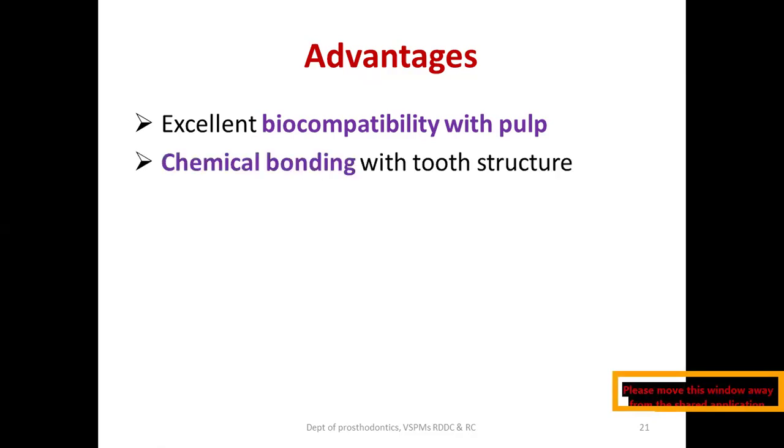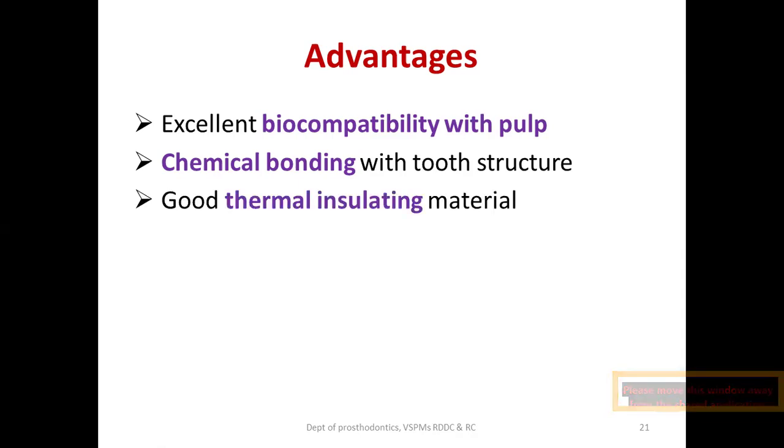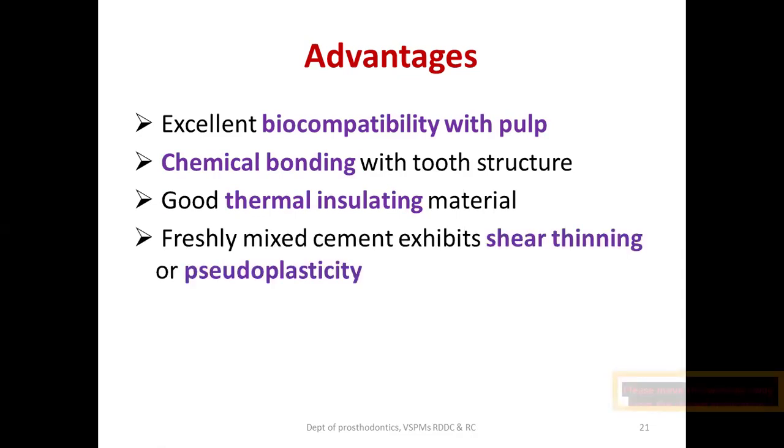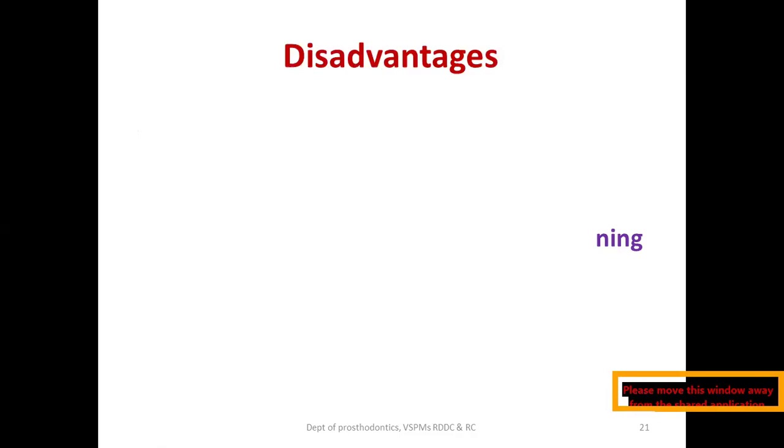Chemical bonding with the tooth structure. We have seen very nicely how it binds with the calcium of the enamel and the collagen of the dentin to give a chemical bonding with the tooth structure. It is a good thermal insulating material, can be used as a base very nicely. Freshly mixed cement exhibits shear thinning or pseudoplasticity, although it is more viscous as compared to zinc phosphate cement. But because of the pseudoplasticity, once you press the cement, it becomes thin and it lutes the crown very nicely.